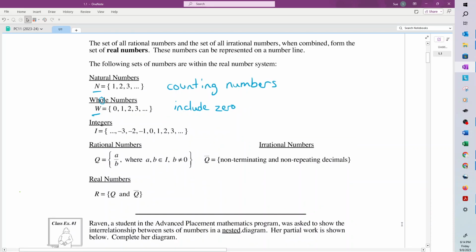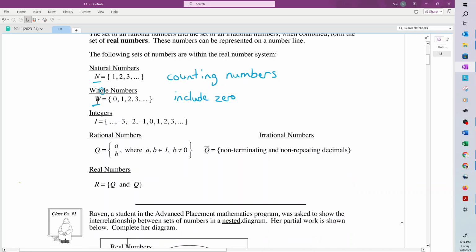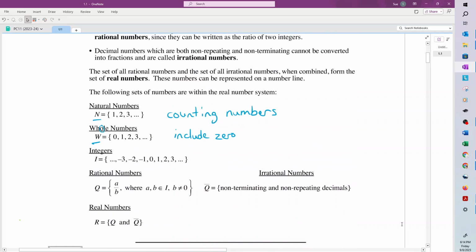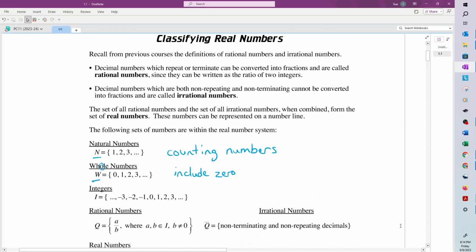The next group is what we call the rational numbers. The rational numbers are defined as any number that can be written as a fraction, a over b, where a and b are integers. That's what this is saying here. So the rational numbers, which are symbolized with the letter Q, can be written as a fraction, a over b, where a and b are both integers and b is not 0, because of course you cannot divide by 0.